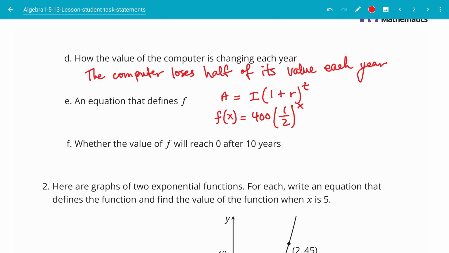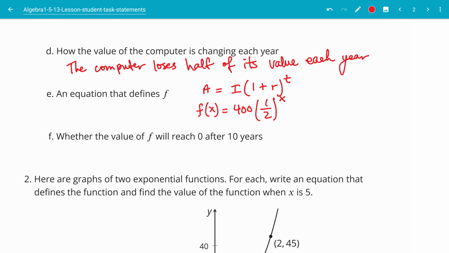Whether the value of f will reach 0 after 10 years. Okay. Is f of 10 equal to 0? Well, all we have to do is plug in 10 to that equation and see what we get.